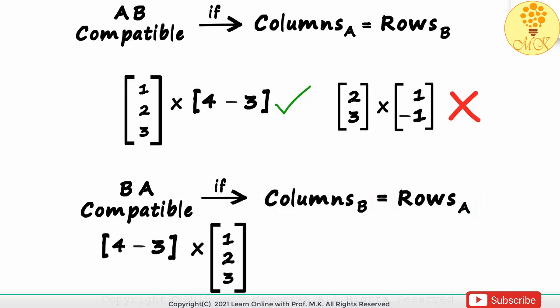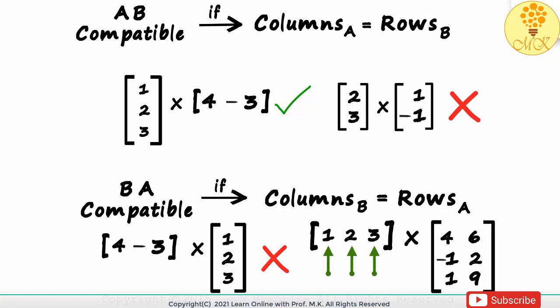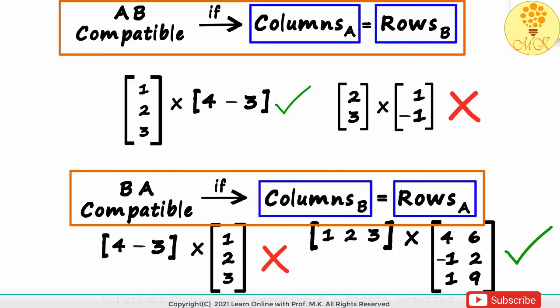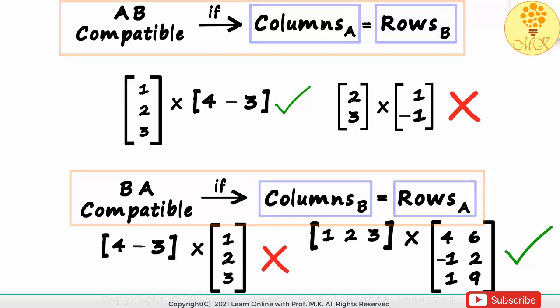Is this multiplication possible? 2 columns, 3 rows. No, it is not possible. What about this one? 3 columns and 3 rows? Possible. Now you know that it's easy to find out if 2 matrices are compatible for multiplication. The number of columns in the first matrix should be equal to the number of rows in the second. Only then will the multiplication be possible.